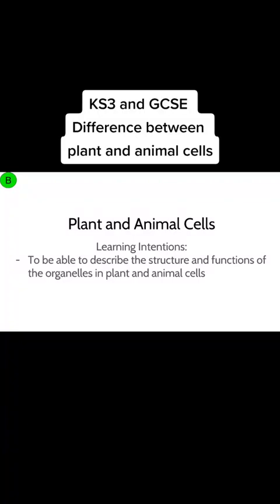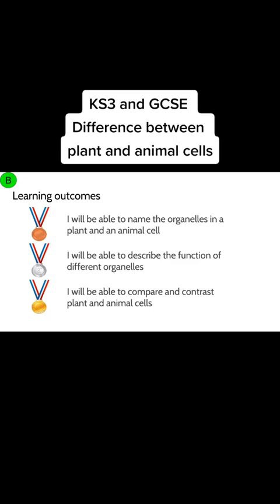Plant and animal cells is normally covered in biology in Key Stage 3 and in Key Stage 4. Today we'll be looking at how to describe the structures and the functions in the plant and animal cells. By the end of this video, you should be able to name the organelles in plant and animal cells and describe their functions, as well as be able to compare and contrast them.